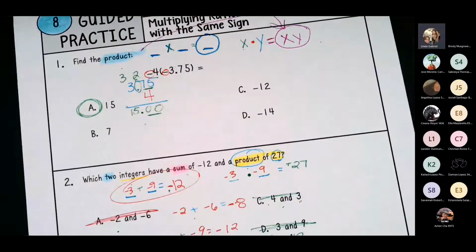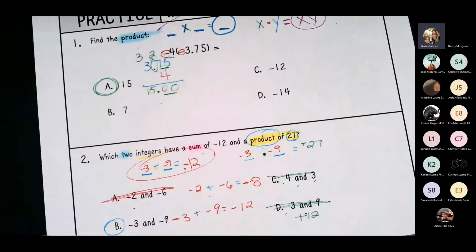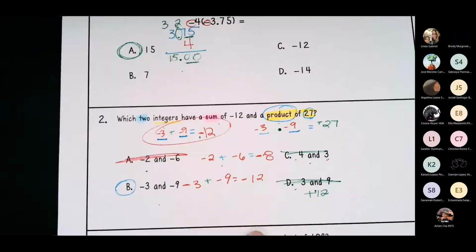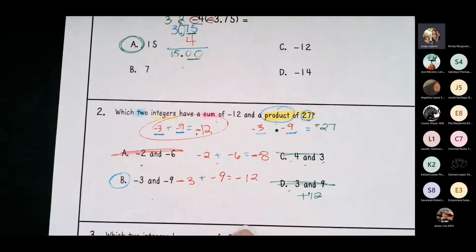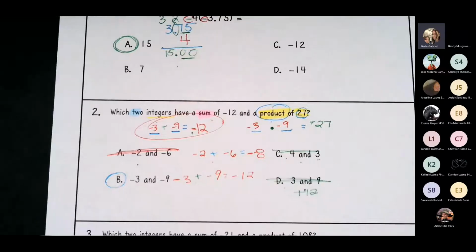Brody, it's okay to guess the whole alphabet before you get it right. No worries. You try to destroy the math. All right, that's okay. So the answer is B. That was a hard problem. There's like two steps.